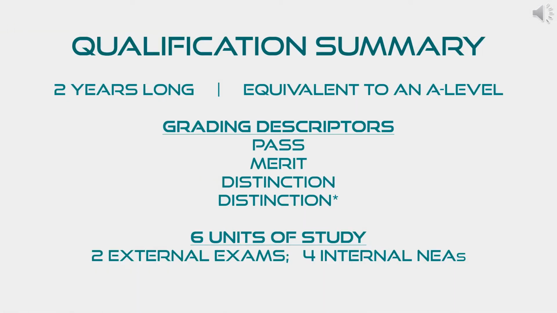Qualification Summary. The Level 3 Cambridge Technical in Digital Media is 2 years long and will span across Year 12 and Year 13. There are 4 grade descriptors for this qualification: Pass, Merit, Distinction, and Distinction Star. There are 6 units of study in total. 2 of these units are external exams, and 4 of these units are internal NEAs.